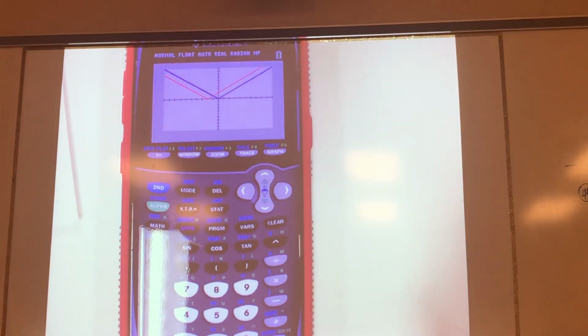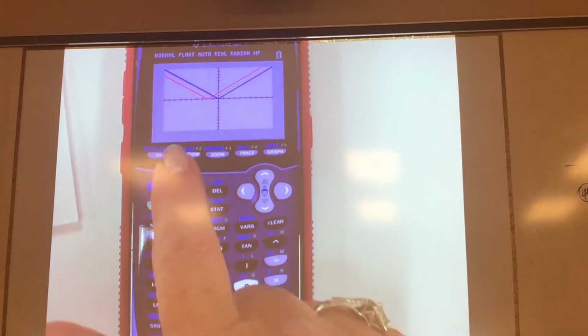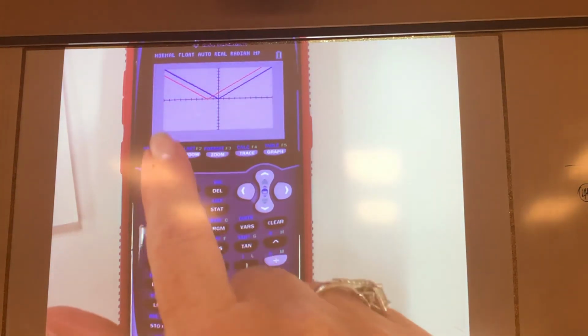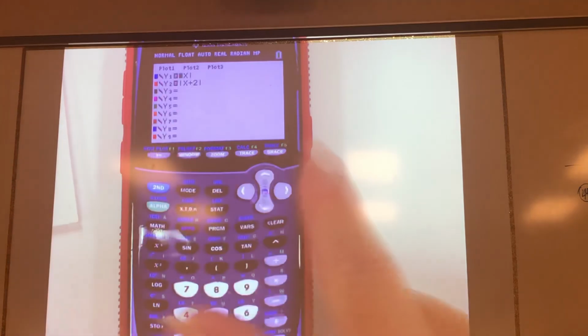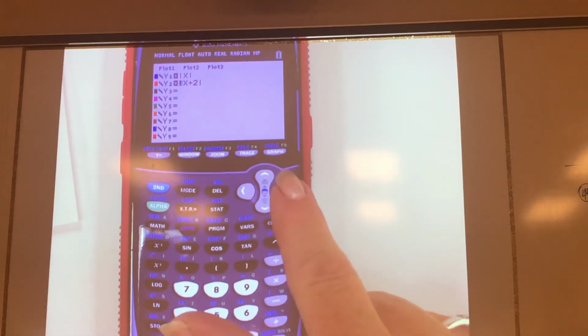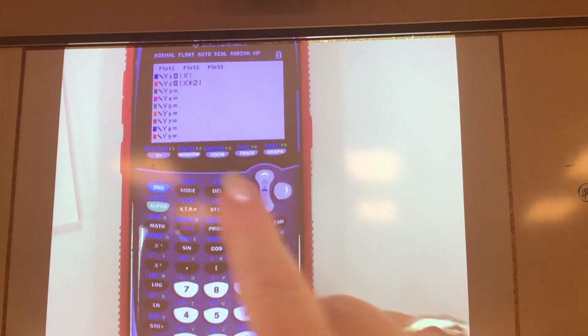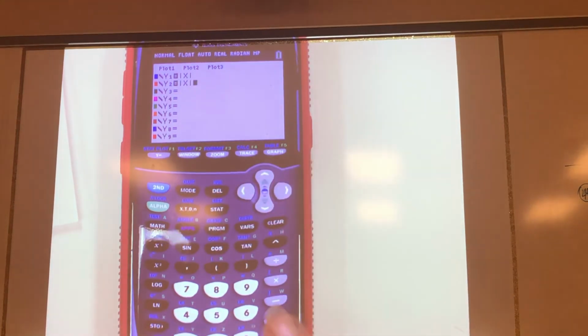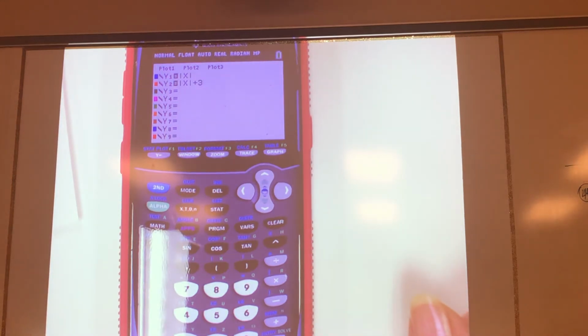All right, so let's try something else. What if instead of that, down here, what if I put something out here like a +3? It'll move it up or down. Did I move it up? Yes, because it's not with an X.